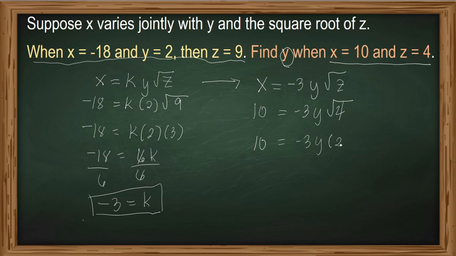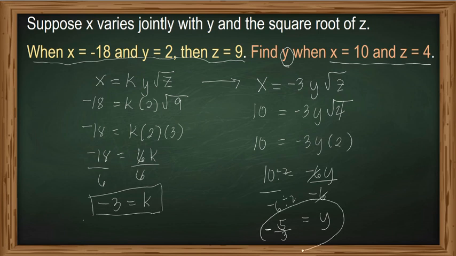Then we have, simplify this, 10 is equal to negative 3 times y times the square root of 4 is 2. So you have 10 is equal to negative 6y. Divide both sides by negative 6 so we can determine the value of y. So both numerator and denominator are divisible by 2. So divide by 2. 10 divided by 2 is equal to 5. 6 divided by 2 is equal to 3. And then positive divided by negative is negative. So the value of y is negative 5/3.